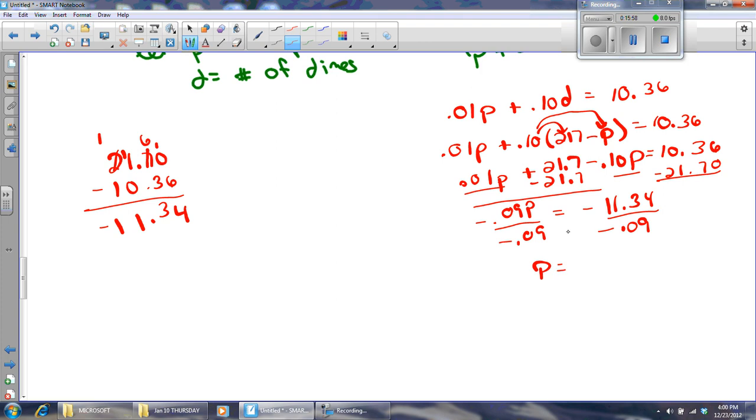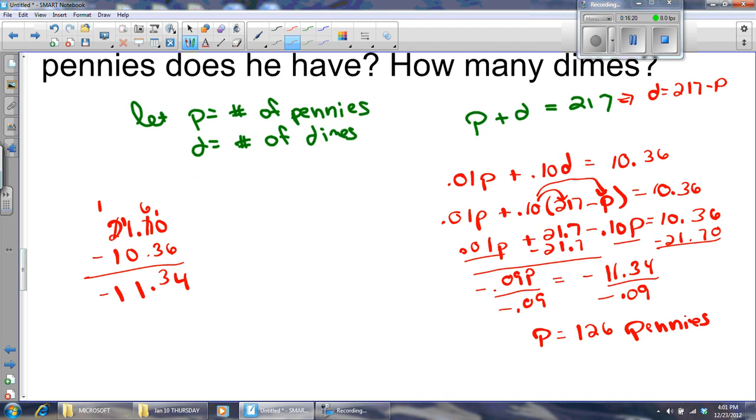I'll divide by negative 0.09, divide by negative 0.09, and then P is going to equal, hold on one second, I'm going to have to do this on a calculator, 11.34 divided by 0.09, 126. So there must be 126 pennies, right? Well, if I look at the number of dimes, it's going to be the same as 217 minus 126. Well, there's going to be a 1, and that looks like 91. So D is going to be 91 dimes, and then you can verify it.